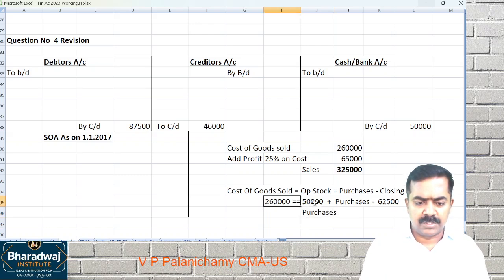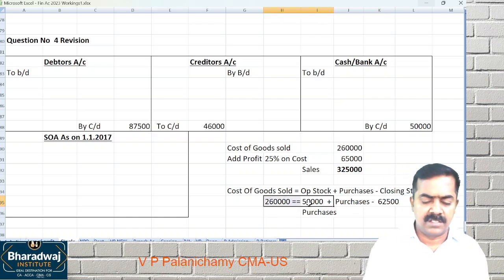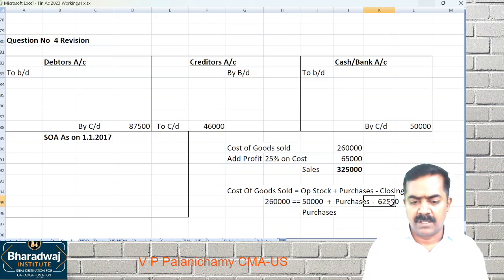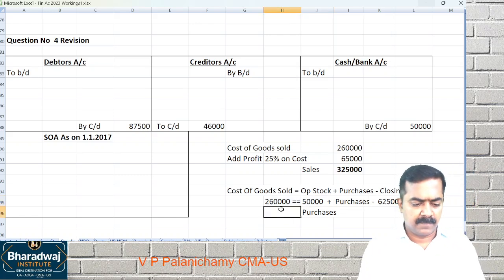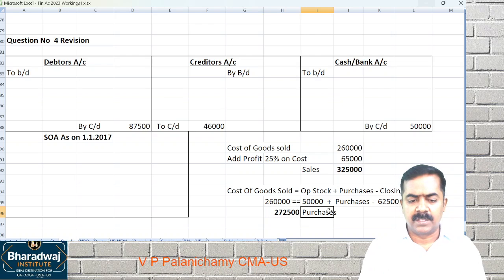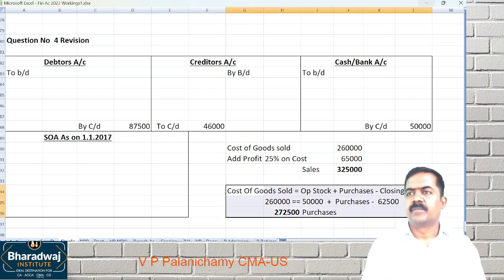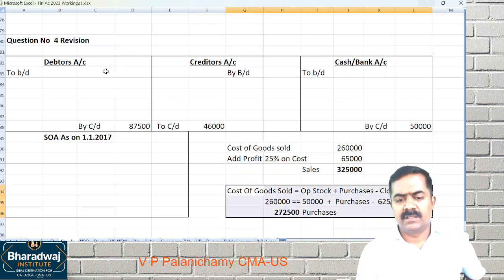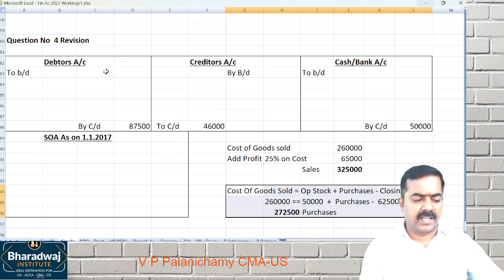Purchases will be, if this goes to the other side, plus 50,000 or minus 50,000. 2,60,000 minus 50,000 plus 62,500. RHS to LHS you change, minus 50,000 plus 62,500. What is the answer? 2,72,500 becomes which one? Purchases. Now you try to prepare the debtors account, creditors account, cash account, bank account, and try to close and get me the answer.